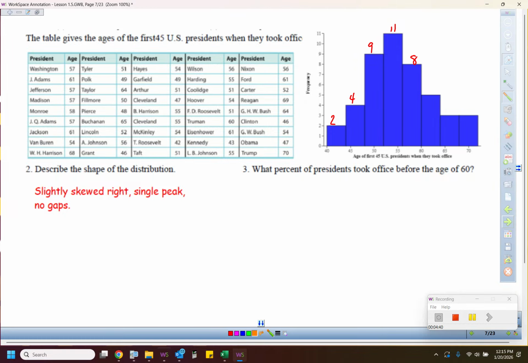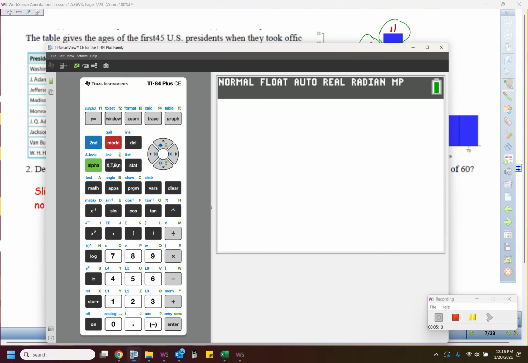So if you guys would add these up for me, 2 plus 4 plus 9 plus 11 plus 8. You just add up all of the presidents that fell in that range right there, and we divide it by 45 because there was 45 total presidents in there. Shout out a number when you get it for me. What is 2 plus 4 plus 9 plus 11 plus 8? I got 34. All right, so we'll punch that in.